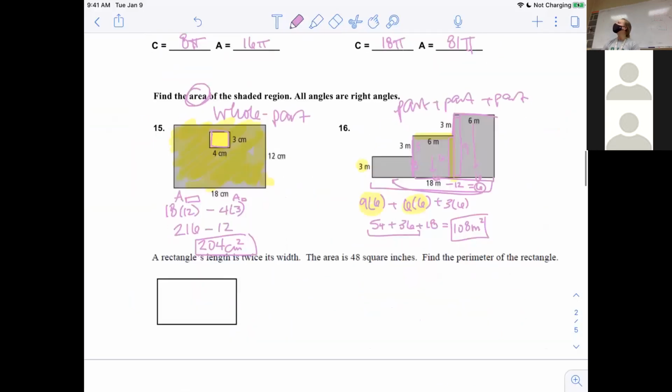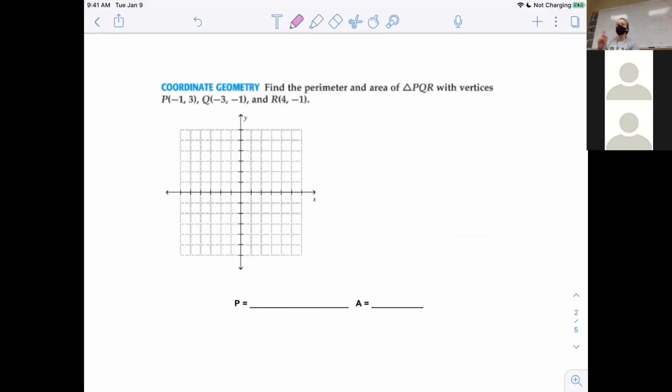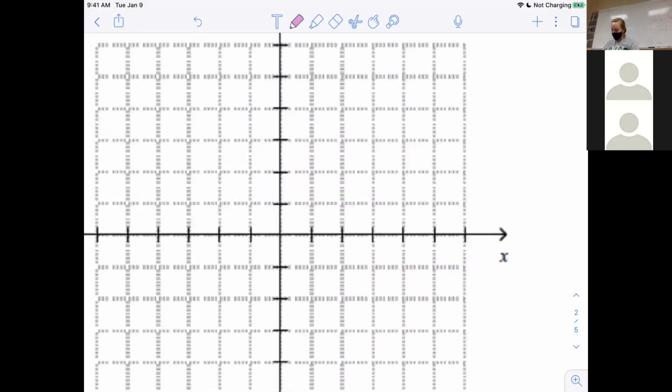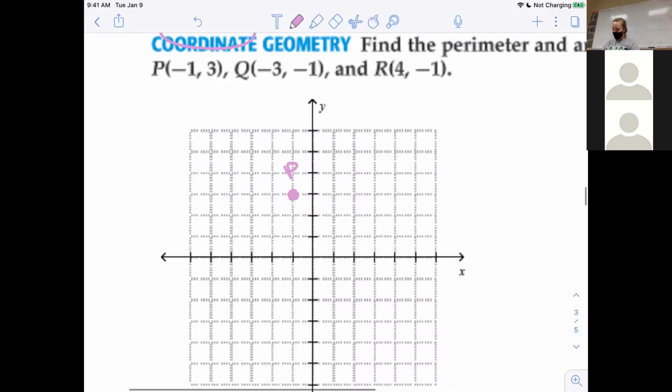Okay. We're actually going to skip this one right here because I think there's one with the vertices on your homework. If not, this is at least kind of reviewing a little bit of what we did yesterday, so I want to review that. So flip over to the last side or the last question you see on your notability notes, and this is coordinate geometry, so that means I'm on a coordinate plane. I need to find the perimeter and area of triangle PQR with these vertices. P is at -1, 3. Q is at -3, -1.